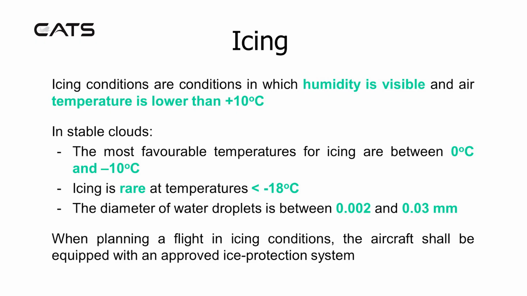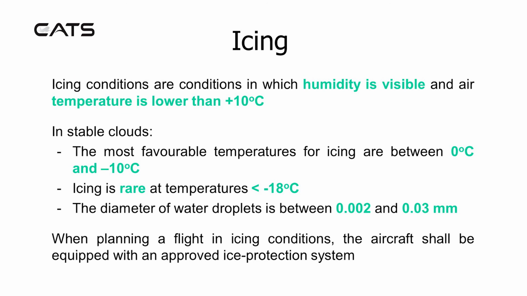Icing. Icing conditions are conditions in which the humidity is visible and air temperature is lower than plus 10 degrees Celsius. In stable clouds, the most favourable temperature for icing is between 0 degrees and minus 10 degrees Celsius. Icing is rare at temperatures less than minus 18 degrees Celsius. The diameter of water droplets varies, but is between 0.002 and 0.03 millimeters.